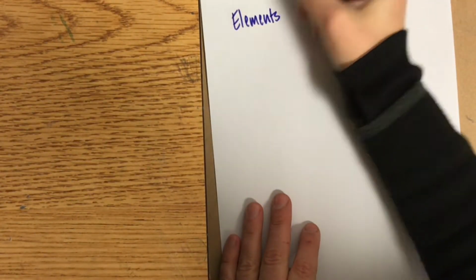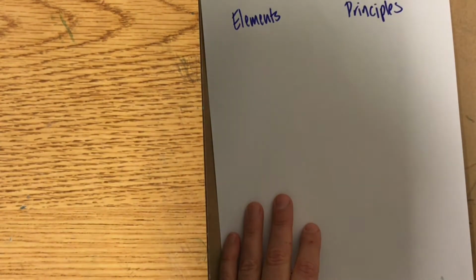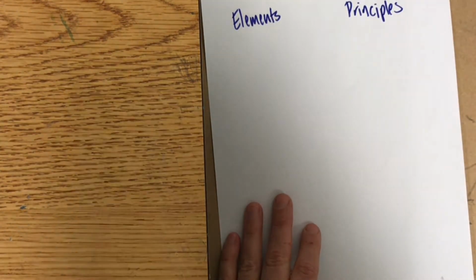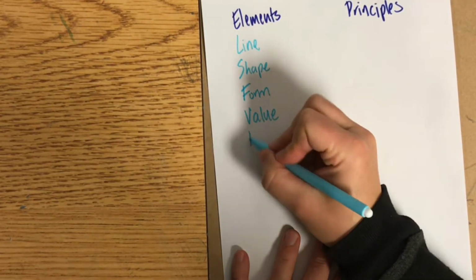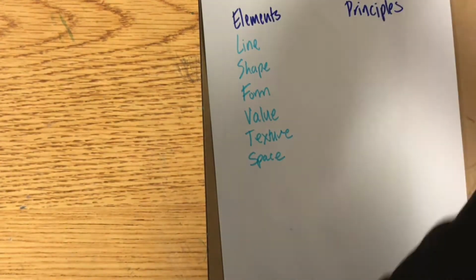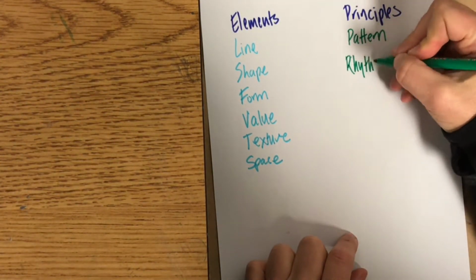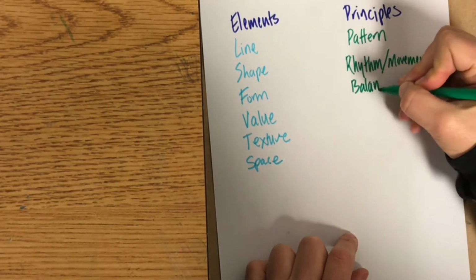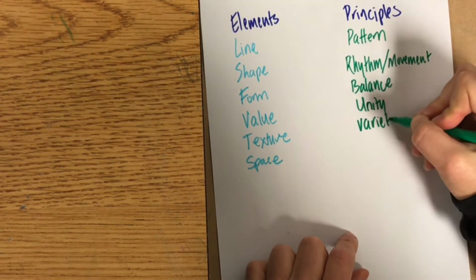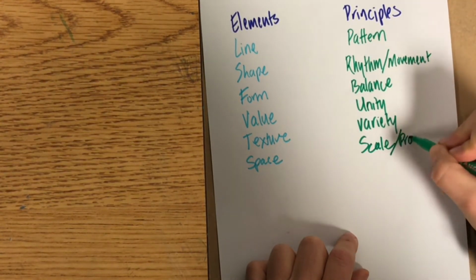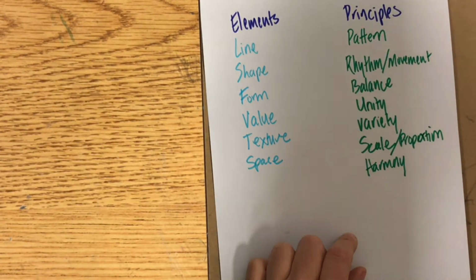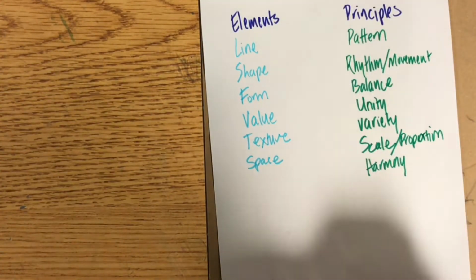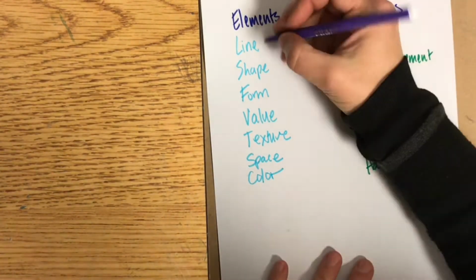Alright, so we are going to be making a statement piece, and I want to make sure that you remember the elements and principles of art, of design, before we start working on this. So remember, we have line, shape, form, value, texture, space, and then we have pattern, rhythm, movement, balance, unity, variety, scale, proportion, and harmony. We also have color too, so I neglected to put color in until a little bit later. So color is another one, and it's pretty important too.